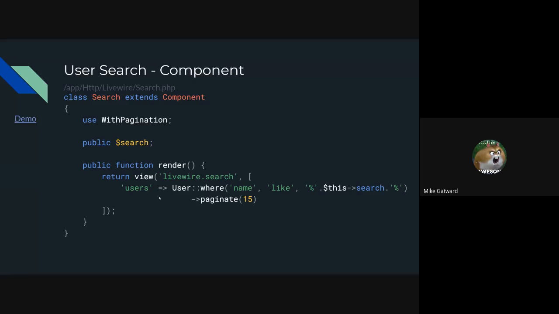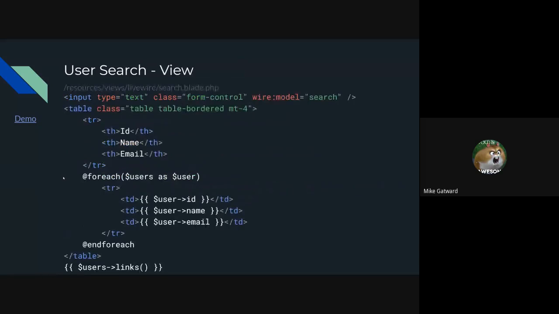If we look at the view that goes with this, we've got our search box at the top, which again is using wire model to data bind it to the search property on the component class. And we've got our table that is outputting, and again, it's just using standard blade syntax to loop through each of those models and output each of them. And at the very bottom, it's using Laravel's built-in pagination to output the links for the pagination.